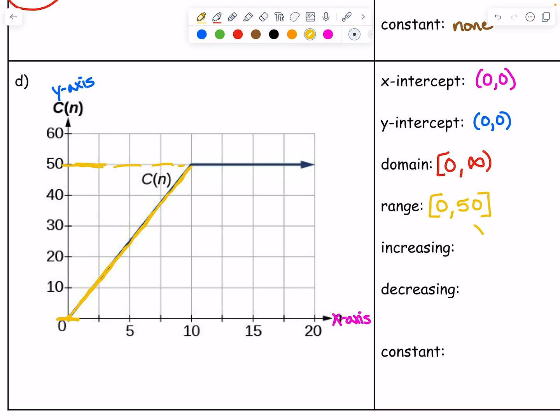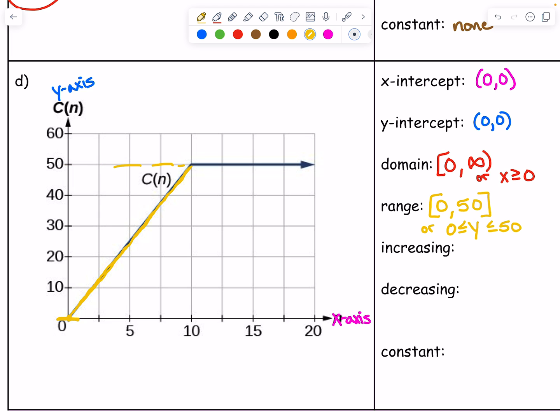If you wrote this with an inequality sign, you would put y is greater than or equal to 0 and also less than or equal to 50. Excuse me, let's put the y, because we're talking about range. The y is between 0 and 50, and it's equal to both of them. And if you wanted to write an inequality for your domain, you could say x is greater than or equal to 0. That's another way you could write it. You don't have to write it both ways unless your teacher asks you to, but it's good practice to know that those mean the same thing.